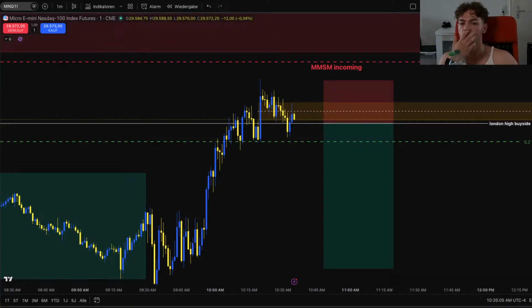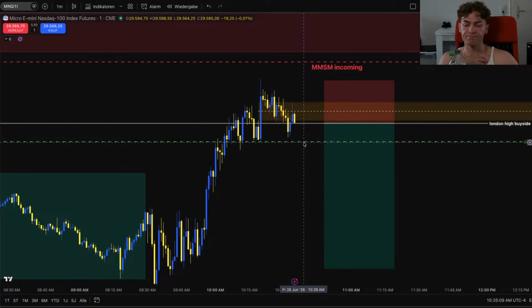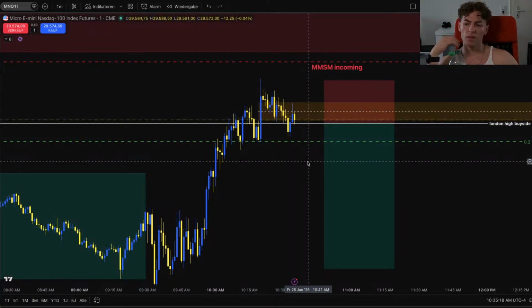Huh. Okay. I mean, if you now displace slowly and have a market structure shift, respecting this inversion fair value gap midpoint, now displacing lower, that's okay too.